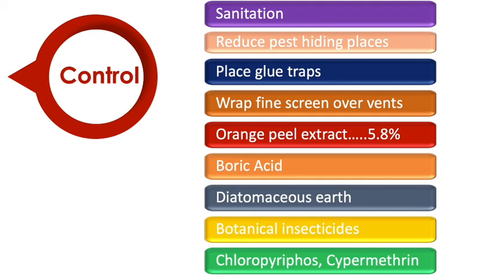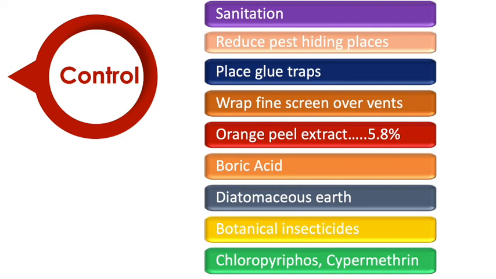Place glue traps along baseboards, near water pipes, behind the refrigerators, and in bathrooms and most locations where they can be found. Wrap fine screen over vents and windows through which many crawling pests travel to your home or to your room. In a recent study, Orange Guard, 5 to 5.8% orange peel extract, was found prominent in reducing roach populations better than chlorpyrifos and other toxic ingredients.